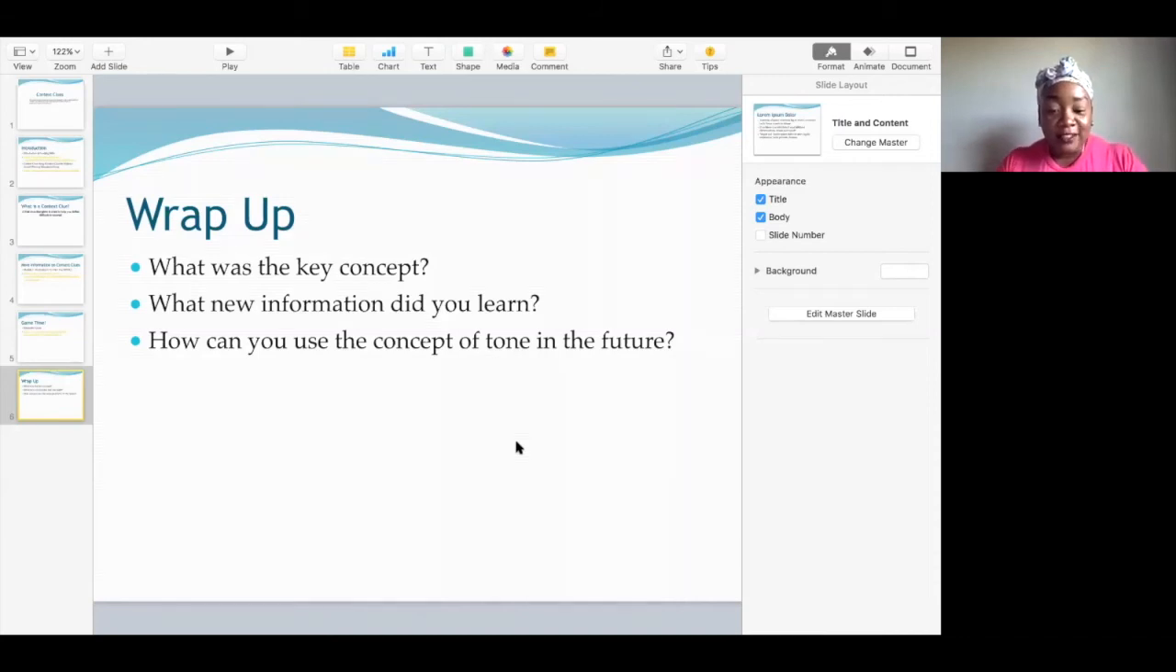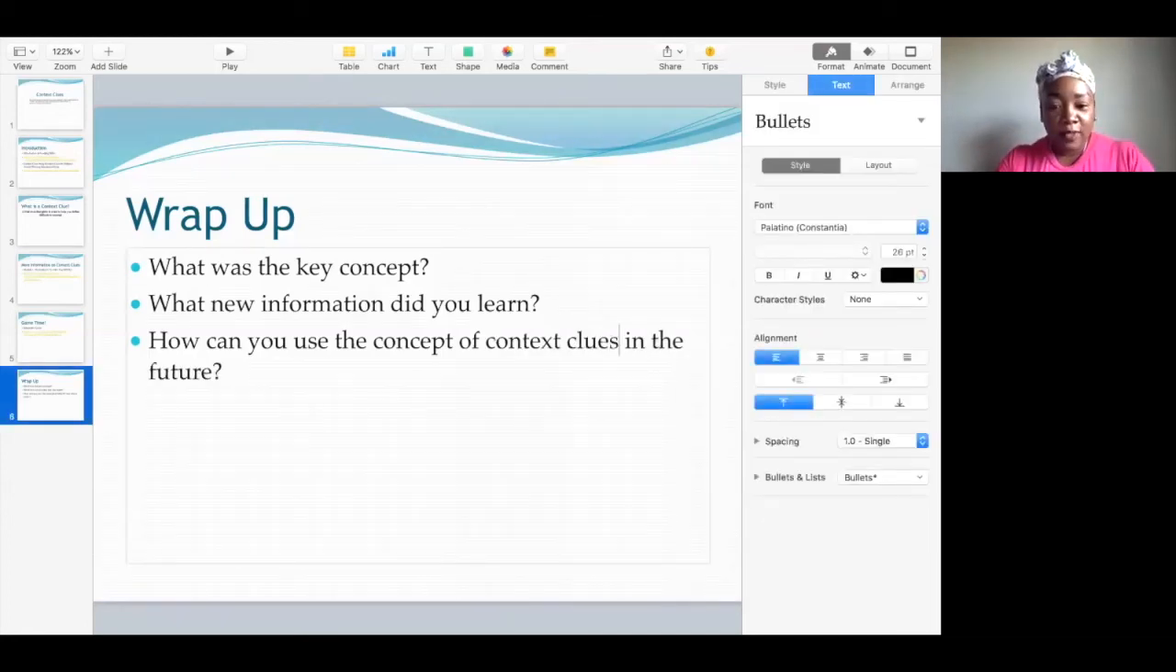Excellent. All right, our final wrap-up question. How can you use this concept? This is supposed to be about context clues, not tune. All right, how can you use this concept of context clues in the future? How can you use this in the future? This topic, how is this topic going to be meaningful to you in the future in your language classes and literature classes? How can you learn this? How can you use this concept?